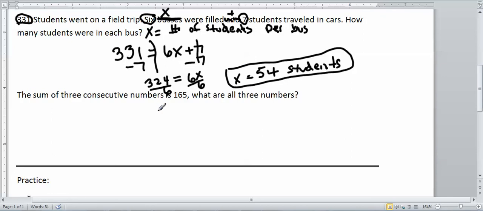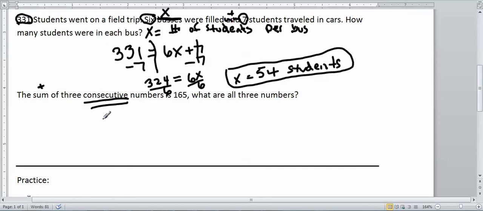All right, so my next example problem is pretty short in terms of words. There's a lot of ideas here. The sum, and remember sum means to add, of 3 consecutive numbers. So consecutive is important here because consecutive, try to think about it for a second. What do you think that means? If I say consecutive episodes of something, I mean one right after the other. So 3 consecutive numbers, one right after the other, add up, because it's sum, to be 165. And I want to know what all 3 numbers are.